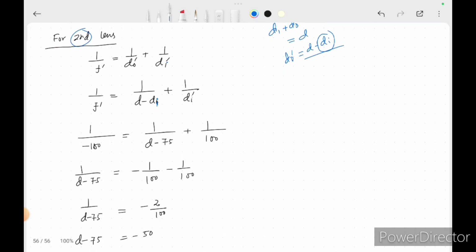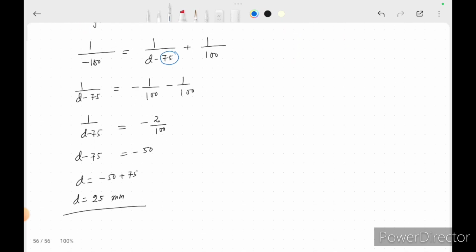So 1 by f equals 1 by 100, and d_i equals 75, we substitute here. From these expressions we easily calculate 1 by (d minus 75) equals minus 2 by 100, so d minus 75 equals minus 50, so d equals 25 millimeters.